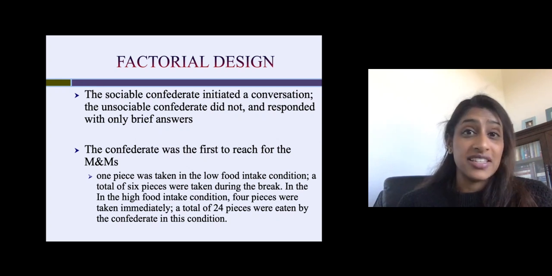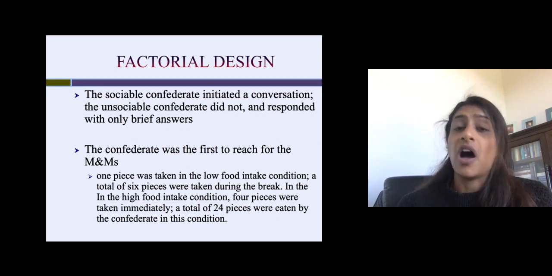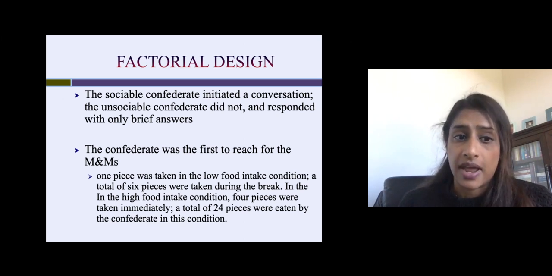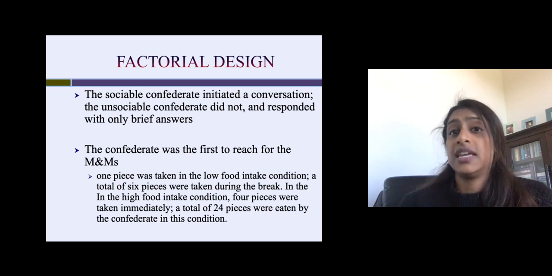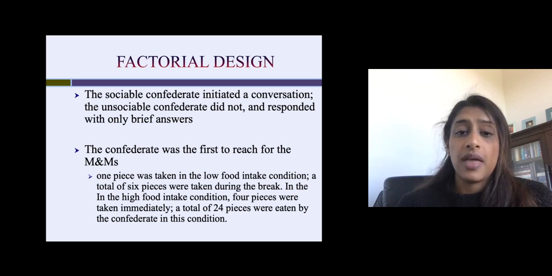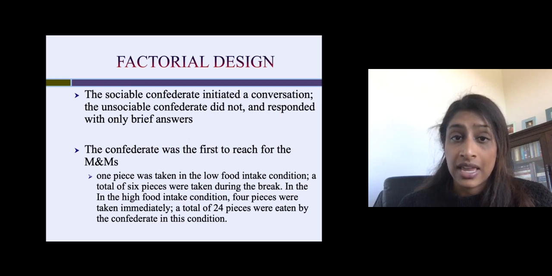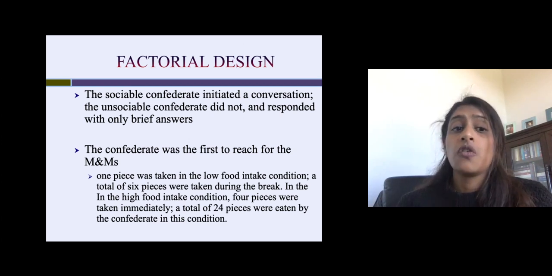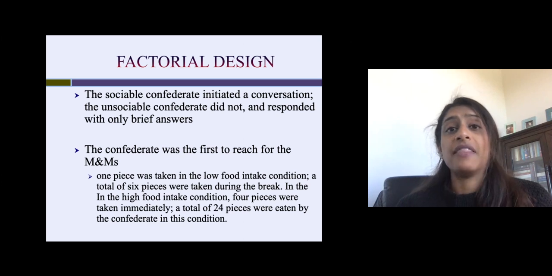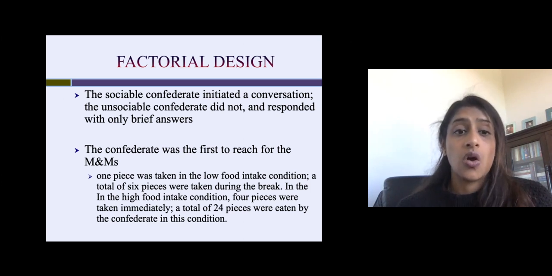The social confederate is going to initiate some conversation. The unsocial confederate is not. They're only going to respond with very brief answers. The confederate is always going to be the first one to reach for the M&Ms. In our low food intake condition, the confederate is only taking 1 piece of candy. In the low food condition, a total of 6 pieces are going to be taken during the break. In the high food intake condition, 4 pieces are going to be taken immediately, and then 24 pieces are going to be taken over that break.